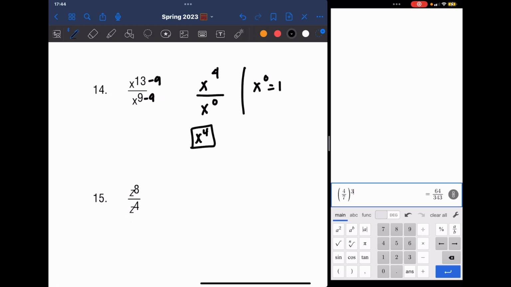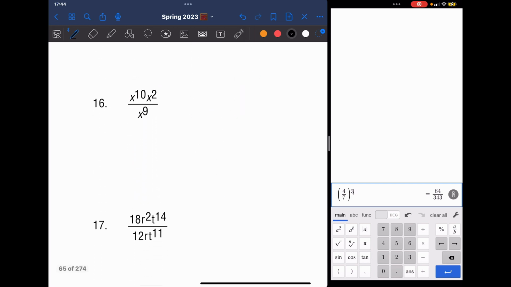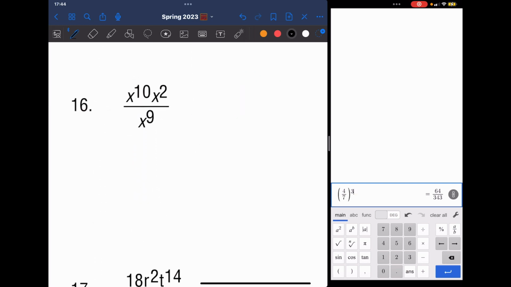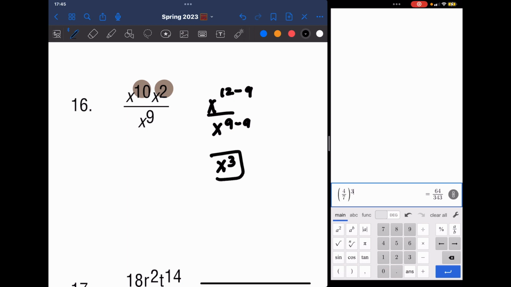Number 15, we're subtracting the smaller exponent from the larger exponent. So I'm left with z to the 4th. Number 16, we're going to have to clean up the numerator first. So the 10 and the 2 get added together, and then we subtract the 9. So it's going to be x to the 12th over x to the 9th minus 9, x to the 3rd.